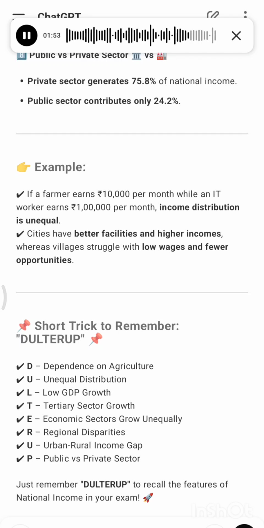Short trick to remember: D, dependence on agriculture. U, unequal distribution. L, low GDP growth. T, tertiary sector growth. E, economic sectors grow unequally. R, regional disparities. U, urban-rural income gap. Public versus private sector. Just remember DULTERU to recall the features of national income in your exam.